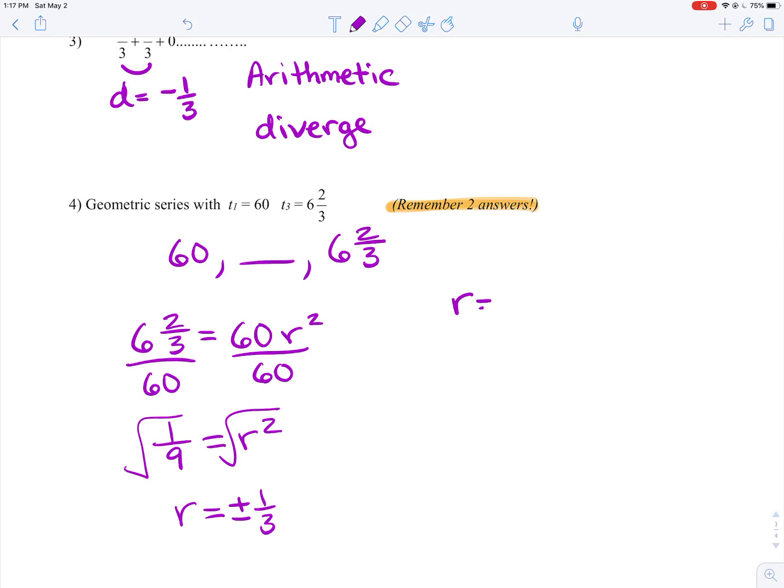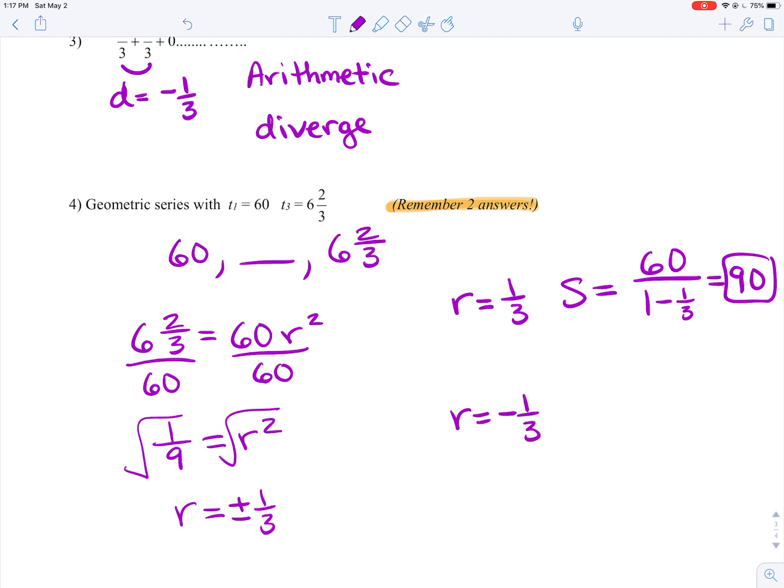And so when r equals 1/3, we do our sum formula. 60 is our first term over 1 minus our r, and we get 90. But when r is equal to negative 1/3, we now are doing 60 over 1 minus negative 1/3, and so we get 45.